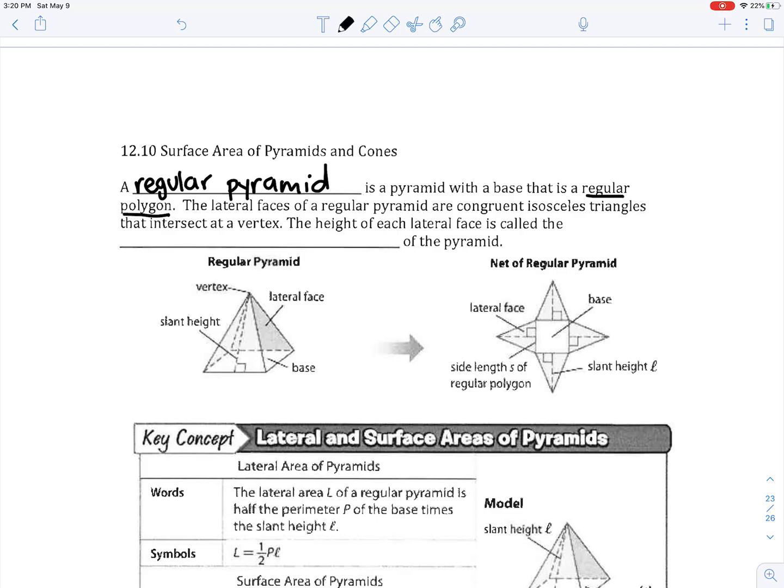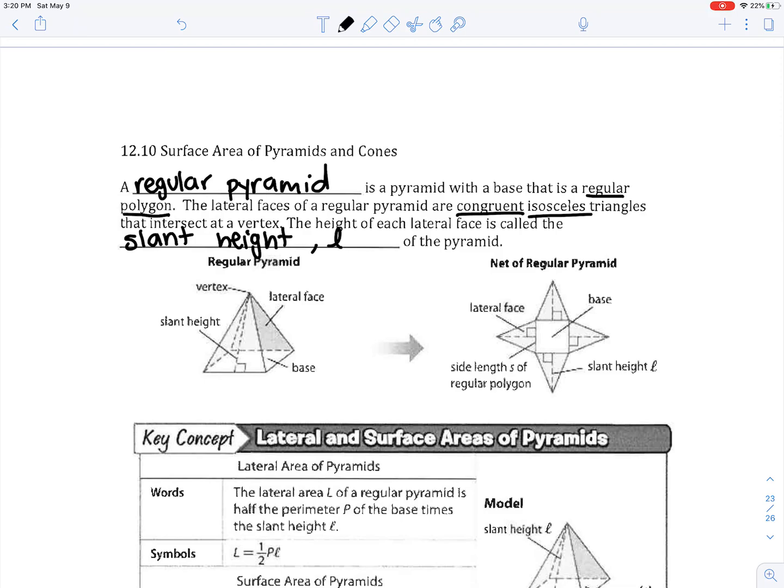The lateral faces of a regular pyramid are congruent isosceles triangles that intersect at a vertex. Remember that an isosceles triangle is a triangle with two congruent sides. So the faces of this pyramid are all made up of the same size isosceles triangles. The height of each lateral face is called the slant height.